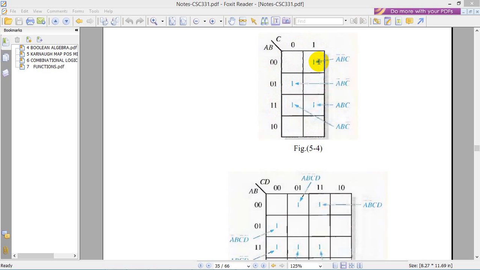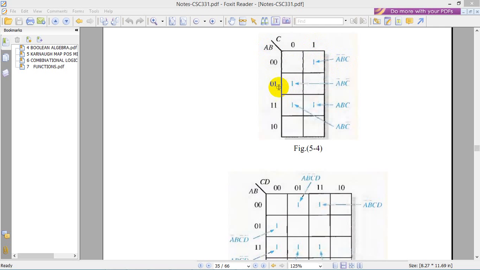So far as we are dealing with sum of product terms, it means you are interested in the ones. So here we have AB, which is 00. When we come to this side, we have C, which is 1. If you want to write the expression for this one, you have to negate or complement the A and B, which is 00, before you can get a 1. But already you have the C, which is 1, so you don't complement it.